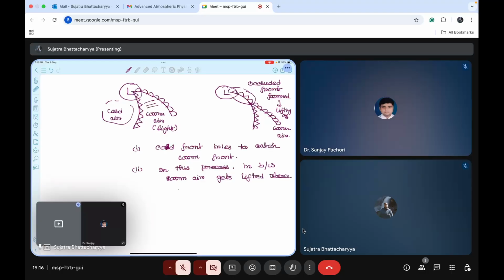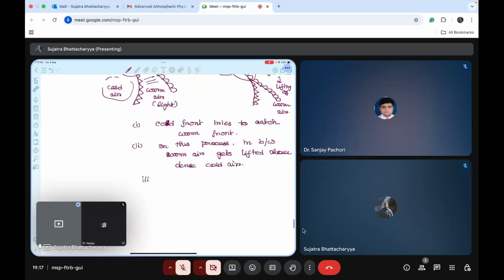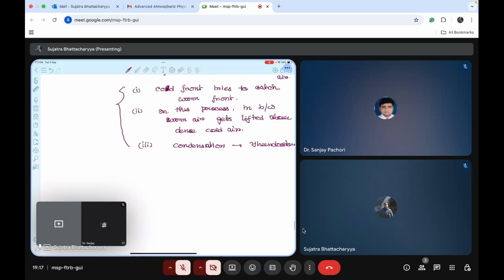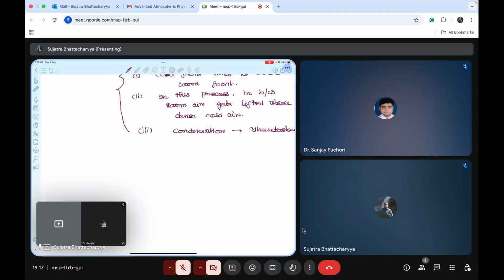Lifted above what? The dense cold air. This leads to condensation. As you can understand, warm air rises and the temperature in the upper atmosphere is lower, so condensation happens. This results in thunderstorm formation. So these are the typical steps of the extratropical cyclone in a brief overview.